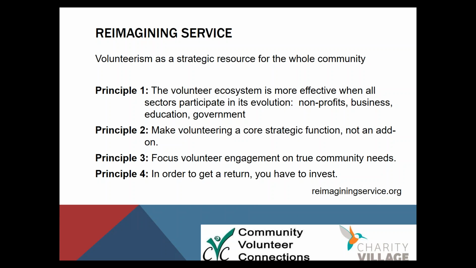Principle 4 is the key one. And this is the one that a lot of times it's easy to miss. In order to get a return on your investment, you have to invest. So you can't get a return on something you haven't invested. And volunteer resources takes investment of your organization's staff time and of your organization's resources. And this is a message that the Reimagining Service movement is trying to get out, not just to organizations, because a lot of organizations know this, know that you can't organize the work of 200 volunteers without having staff time attached to that work.